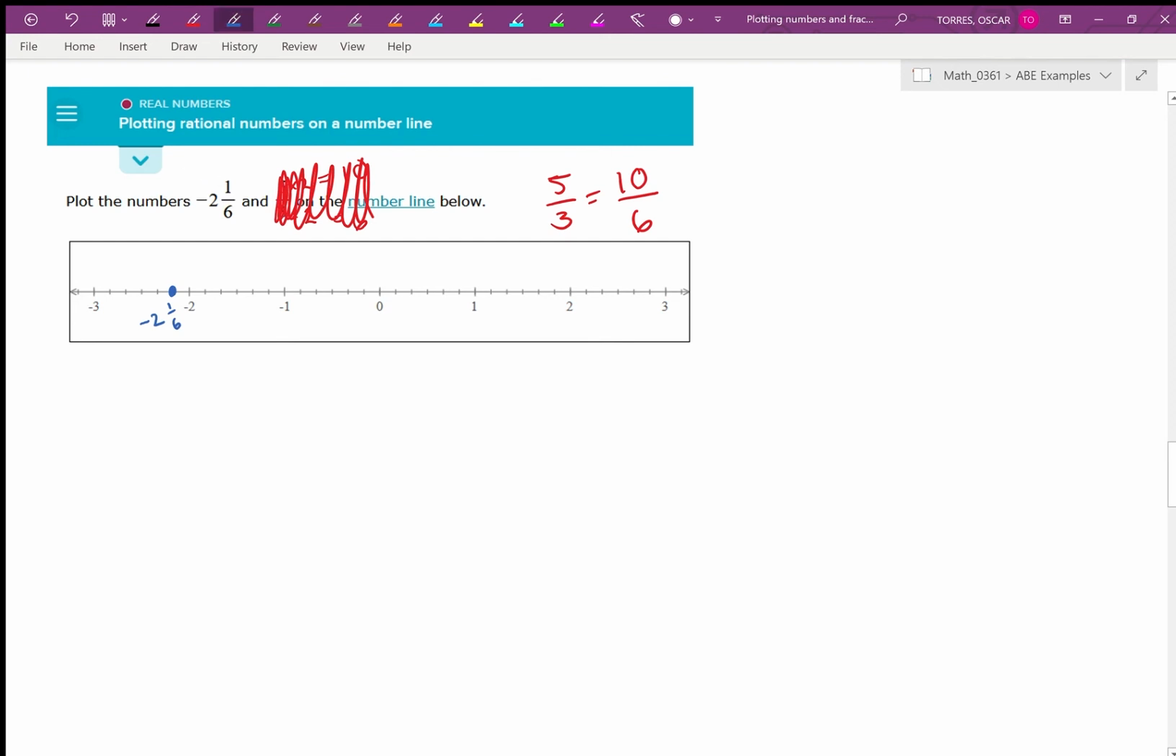So we're done graphing that. Now we can move on to the other fraction. So we turn 5/3 into 10/6, and 10/6 is what I want to graph, or what I want to plot. So starting at 0, we're going to move 10 times to the right because this is positive. So from 0, we count 1, 2, 3, 4, 5, 6, 7, 8, 9, 10. And we would end up right here at 10/6 or 5/3.